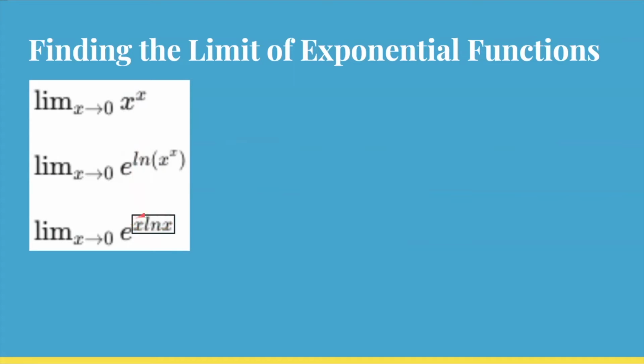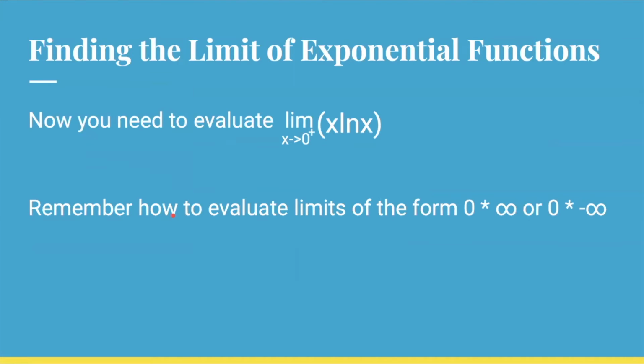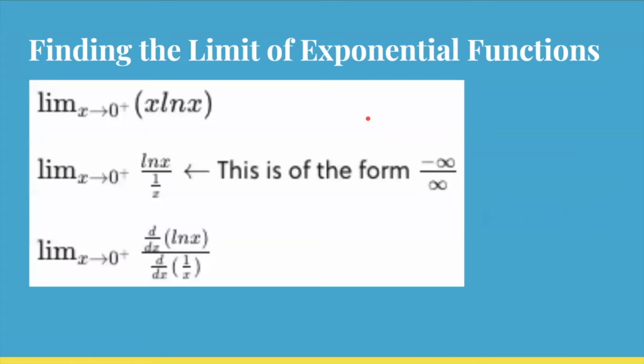And then now you're trying to solve for this limit right over here. To solve for that, you use L'Hopital's rule. So this limit is of the form 0 times infinity. And then to solve for that, you change it into this. And if you plug in 0 for x, you'll find that this is of the form negative infinity over infinity. So you can use L'Hopital's rule right over here. So differentiate both the numerator and the denominator.